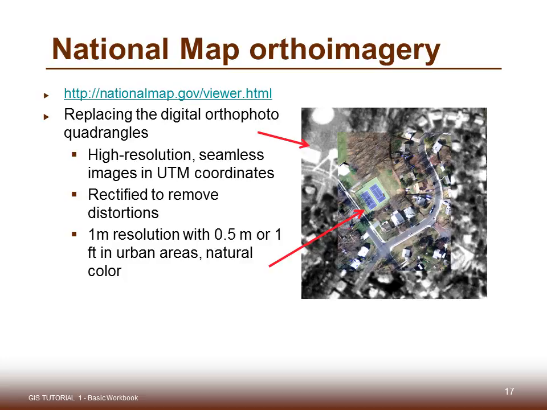National map orthoimagery information is found at nationalmap.gov/viewer. This replaces digital orthophoto quadrangles. The information here is high resolution and seamless in UTM coordinate format. They're rectified to remove distortions at 1 meter resolution and 0.5 meter or 1 foot in urban areas. They're available only in natural color.